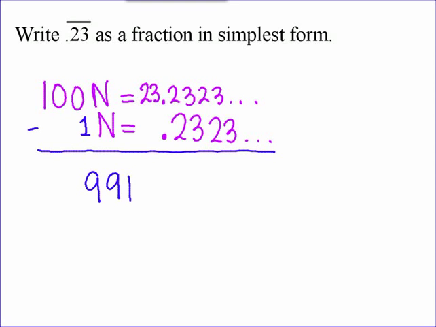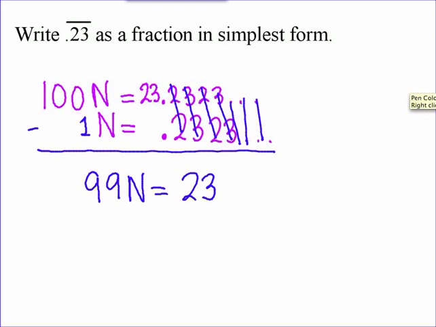99. And if I look, here's my dots. There's the 3, 2, 3, 2. What's it leave me with? 23. What do you do now? Divide by 99. So your answer is 23 over 99.